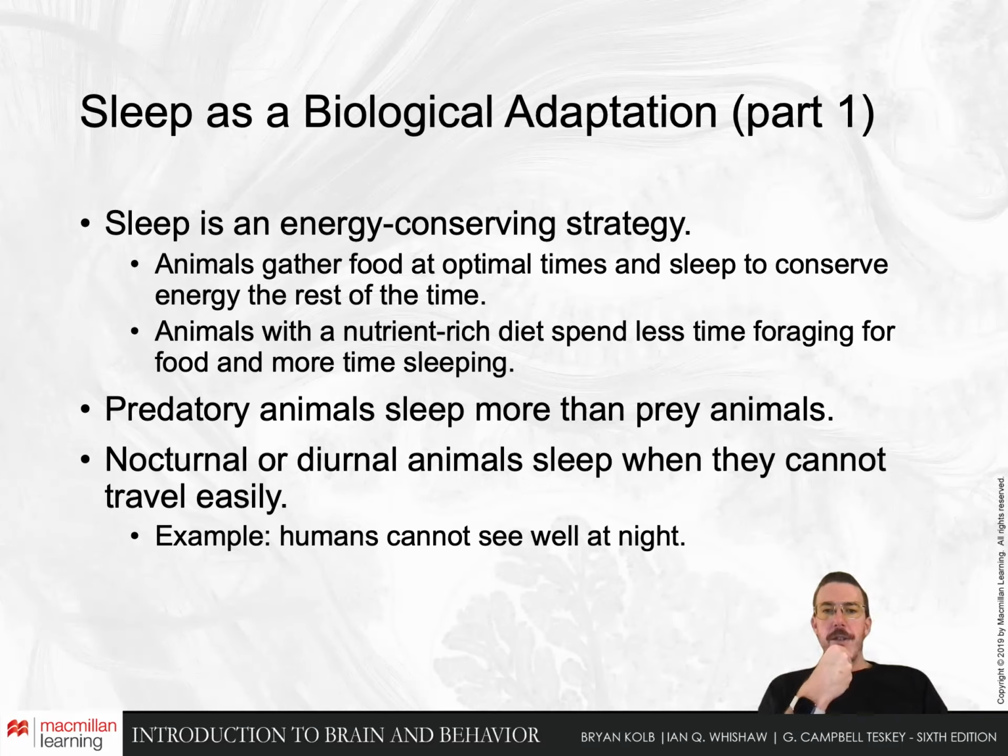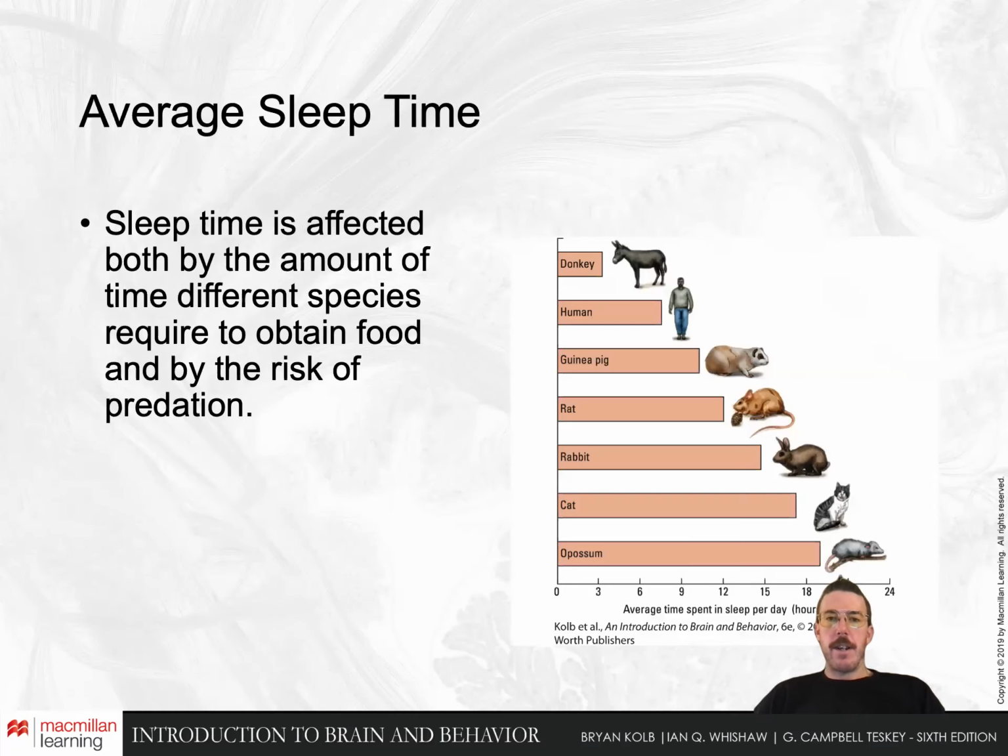So the higher nutrient diet an animal has, the less time they spend foraging and the more time they spend sleeping. Like a cat, for instance, is an extreme example. So predatory animals like cats sleep more than prey animals, and nocturnal and diurnal animals sleep when they can't easily travel. So humans sleep at night because we can't easily move around at night.